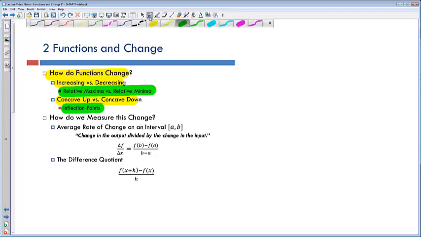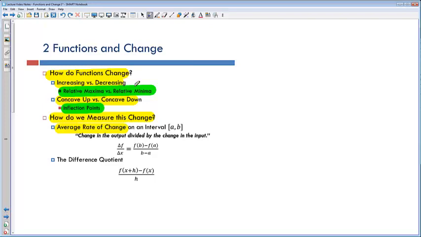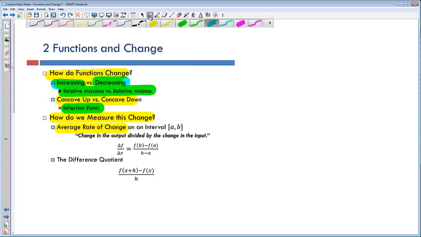So we can look at a graph and tell all these different types of phenomena occur, but what happens if you don't have a graph? How can we measure this? Well, one way we can measure this is we can use what's called the average rate of change. If the average rate of change is positive, this thing's going to increase, whereas if the average rate of change is negative, it's going to decrease. And we can even tell concavity by using the average rate of change, although it's a little bit harder to figure out.